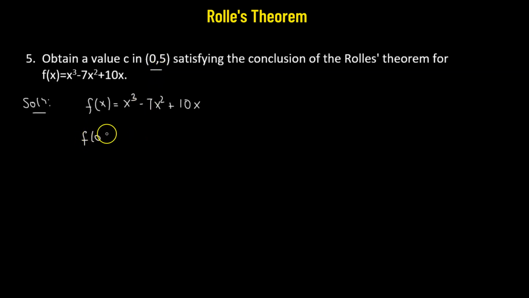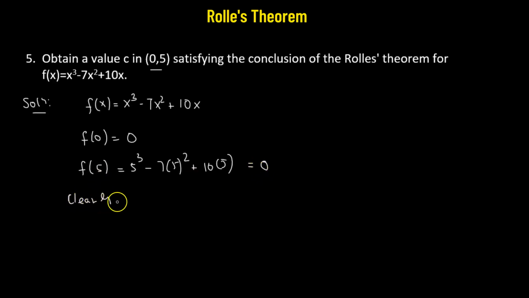So we'll begin by calculating f of 0. So 0 cubed minus 7 times 0 squared plus 10 times 0. So this is going to be 0. And f of 5 equals 5 cubed minus 7 times 5 squared plus 10 times 5. When we use a calculator, this is going to give us the value 0. So here clearly f of 0 equals f of 5. So the values of the function at the endpoints are equal, and we can apply Rolle's theorem.